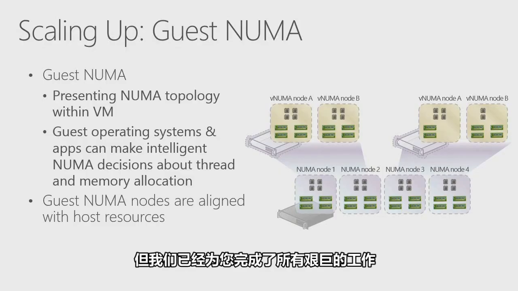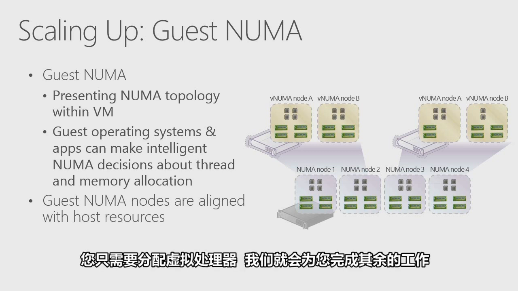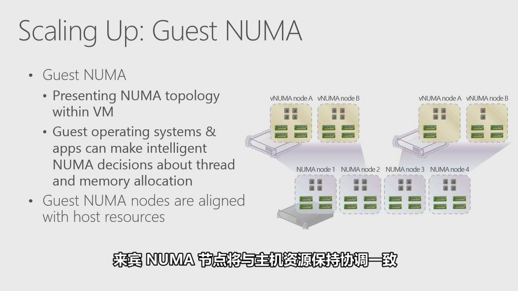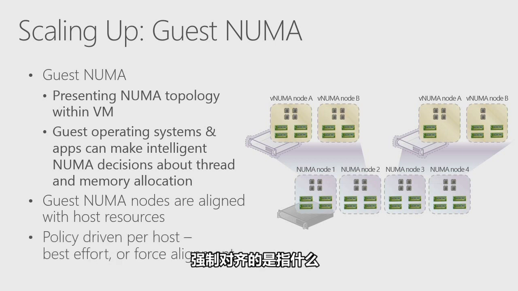So what does that NUMA topology look like? Well, we make sure that the guest NUMA nodes are aligned with the host resources. The important thing to understand is we've done all the hard work for you. In fact, we want to make sure that you understand guest NUMA is there. All you need to do is assign virtual processors, and we'll take care of the rest for you. The guest NUMA nodes are aligned with host resources. This is also policy driven per host, and you can also force the alignment. So what do I mean by forcing the alignment? Well, let me switch on over here to show you really quickly.